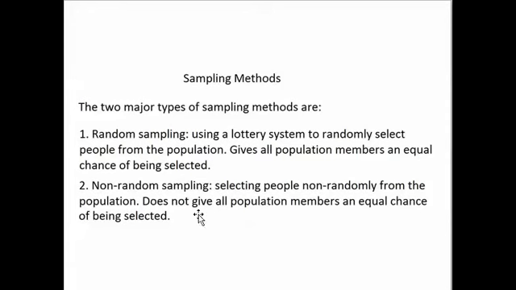If I want to select college students to take a survey, and I walk around a college campus, and I walk up to students and ask them if they would like to take a survey, that's non-random sampling, and it doesn't give all population members an equal chance of being selected. The reason why is because I'm probably going to be more likely to walk up to some types of people and less likely to walk up to other types of people.